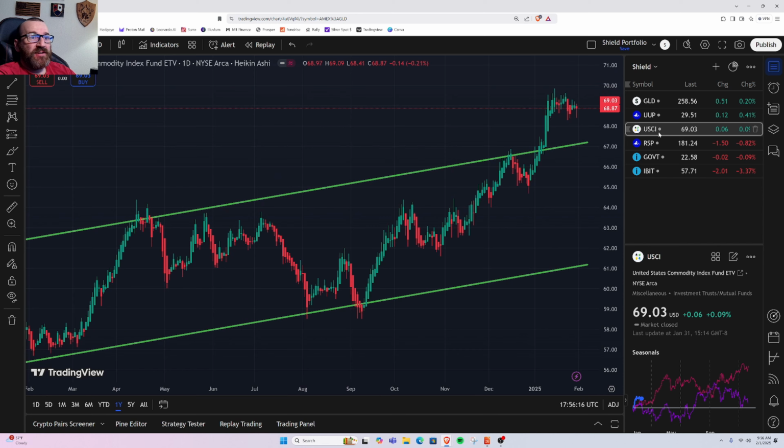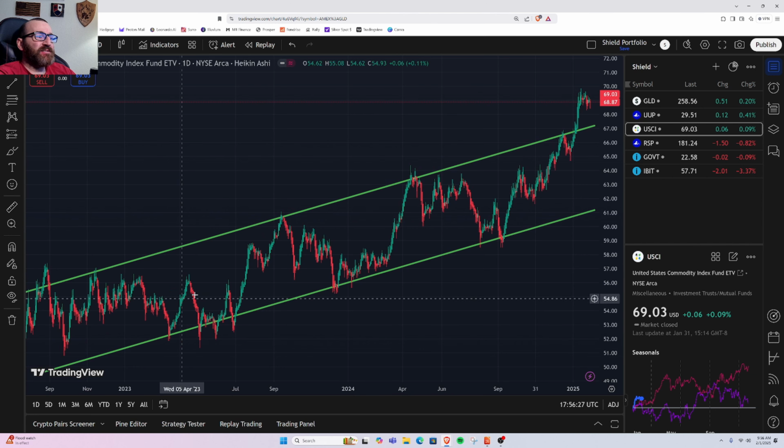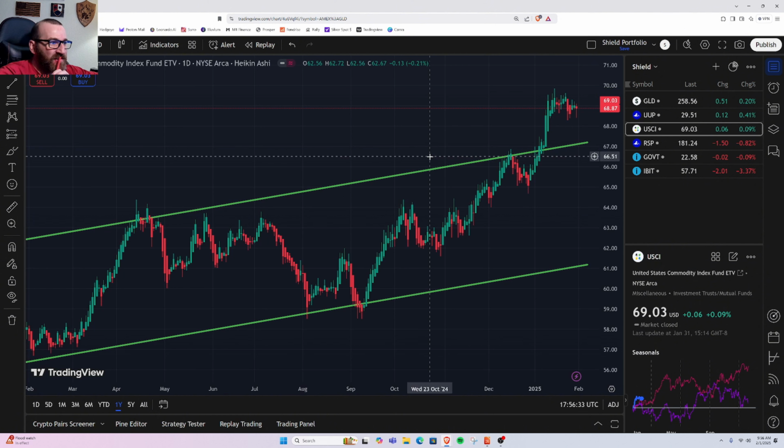We're now 20% in USCI ETF. 20%. It used to be 15. Now it's 20%. We increased it. So I still think it's probably going to come down. Probably come back to this trend. But this overall trend, I think, is going to stay. I think it's going to still bounce around up in it. So we're at 20%. That is our current allocation to commodities.